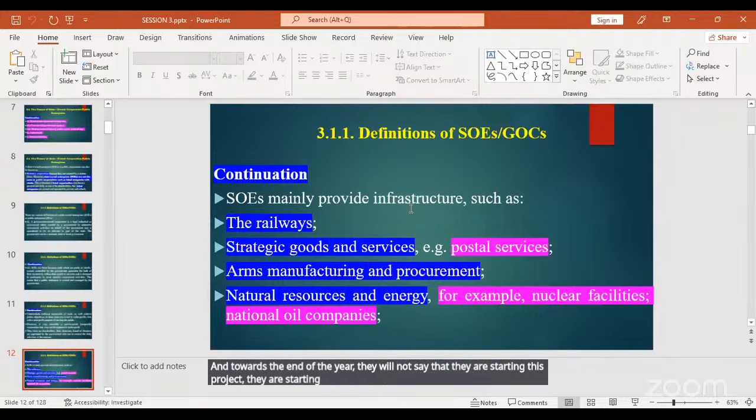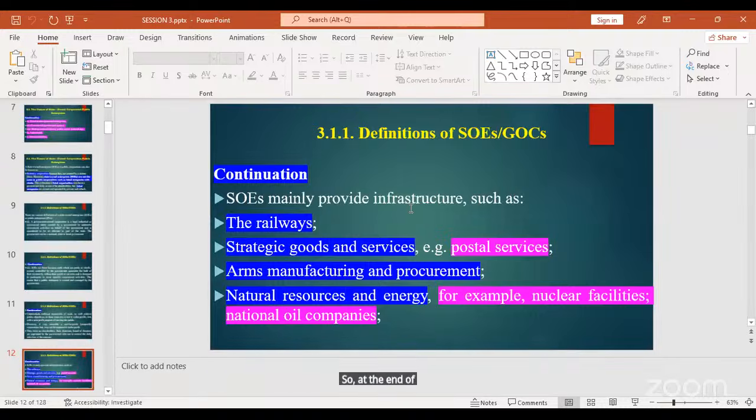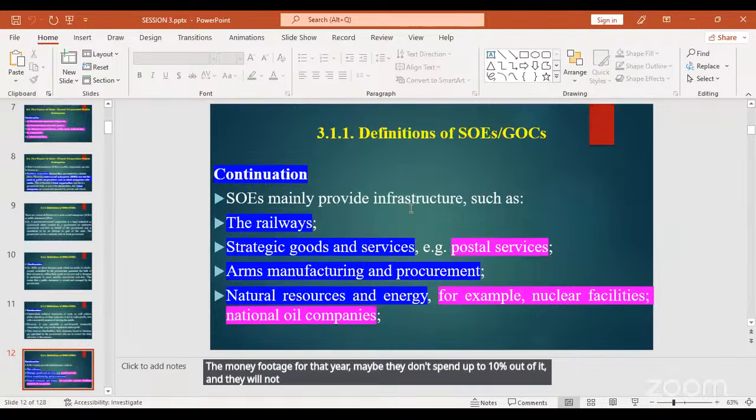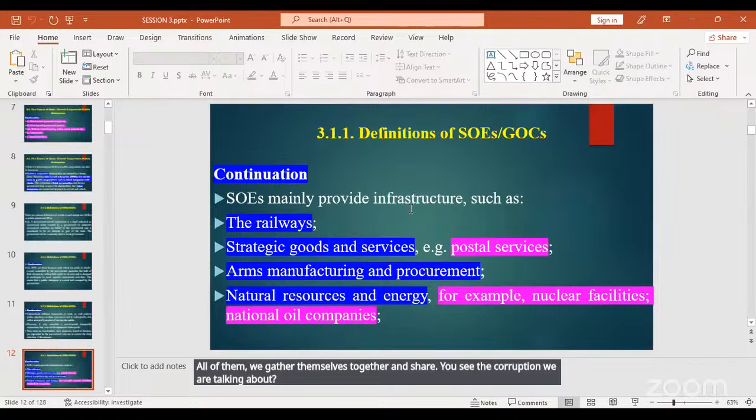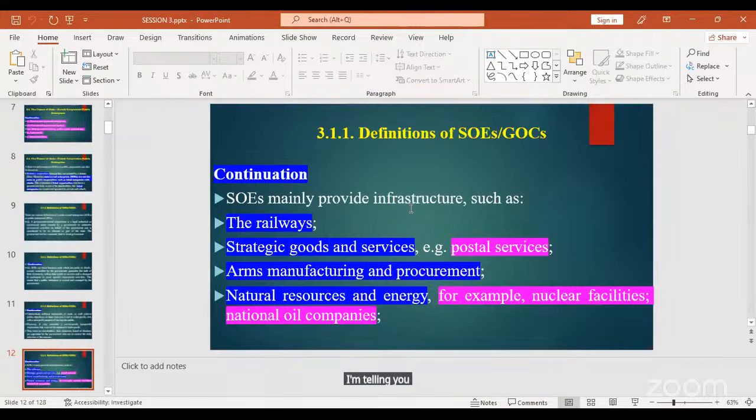So at the end of the day, the money voted for that year, maybe they don't spend up to 10% of it. And they will not return the money that is left. They will not return it to the coffers of the government. All of them will gather themselves together and share it. You see the corruption we are talking about? I'm telling you, an advisor in the government regime was the one who told us then.